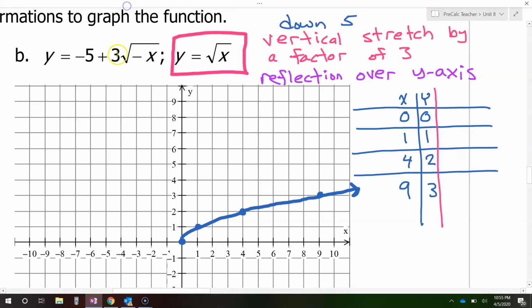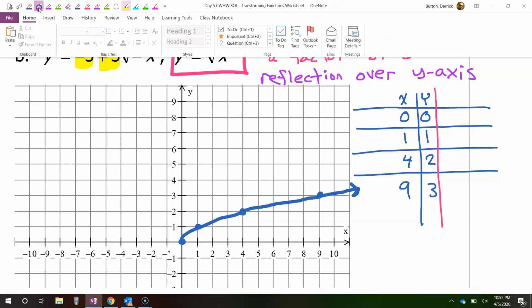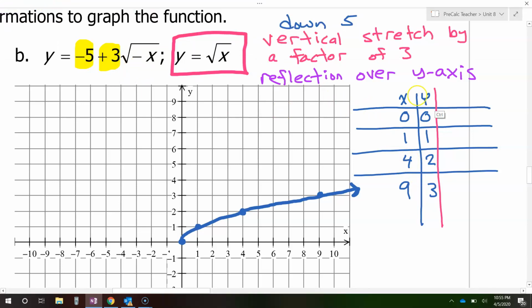Everything that's happening outside of the function, the 3 and the -5, these things are happening to the y values. Because of the 3, this is multiplying, so I'm going to have 3y. And then because of the -5, I'm going to have -5, because this is a vertical stretch and then down 5. So that's what's happening here.